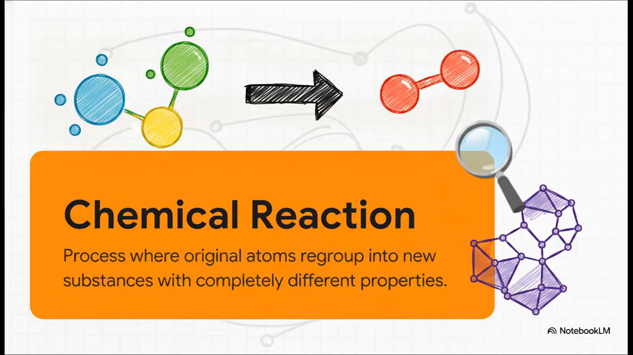Okay, let's dive right into this. To really grasp these transformations, we need to nail down exactly what a chemical reaction actually is. Simply put, it's a process where the atoms of your original substances are regrouped into entirely new substances with totally different properties. And I want to emphasize that word new because it is absolutely crucial here. The stuff you start with is fundamentally different from the stuff you end up with.